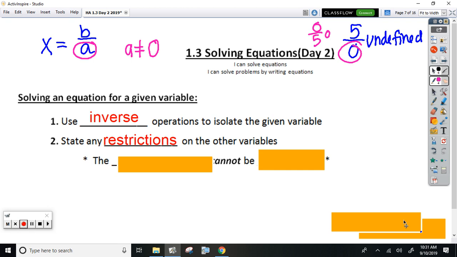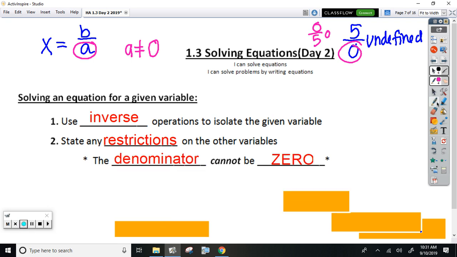And I do always want to mention, you don't just want to look at your final answer for denominators, you're going to look at the whole problem beginning to end. If there was ever a denominator, you have to restrict that value. The restrictions are that the denominator cannot be 0. And again, I usually put this does not equal symbol. Cannot equal 0.